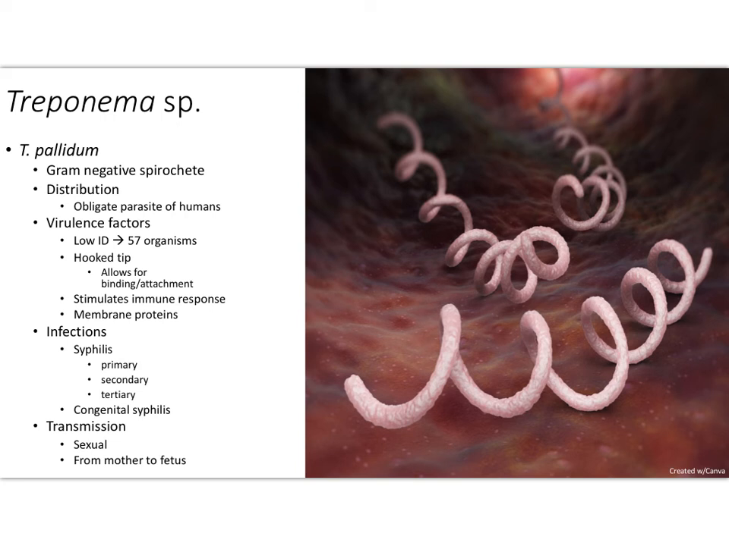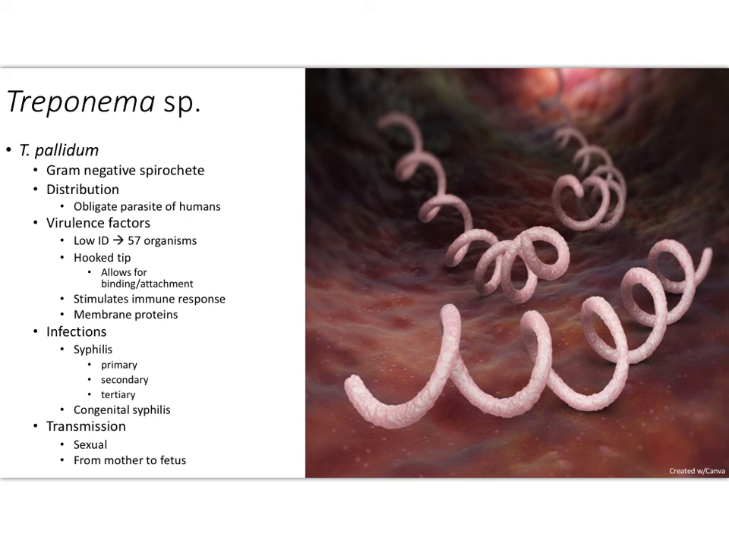In terms of virulence factors, this organism has a very low infectious dose. We actually know exactly what number of organisms it takes to cause disease in a person, and that is 57. It has a hooked tip that allows the organism to grab onto our tissue and bind in and burrow in, almost the way a corkscrew would work.